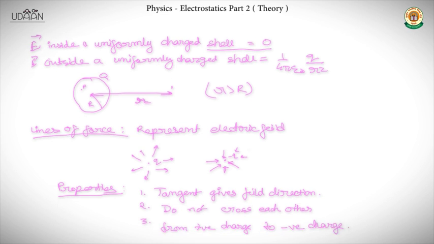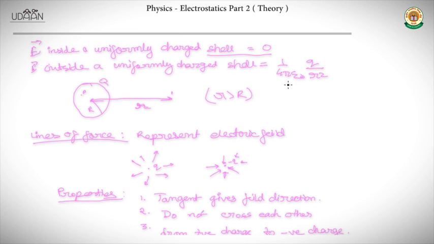So when r is equal to the radius of the shell, it is still the same. Then you will apply E is equal to 1 by 4 pi epsilon naught Q by r square. So that result is for r greater than or equal to capital R.